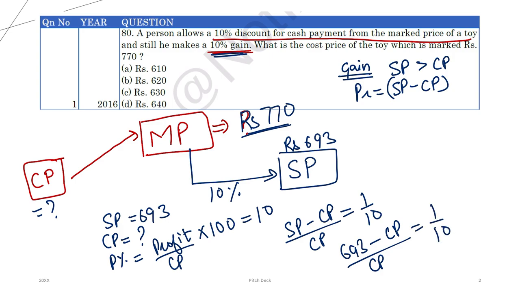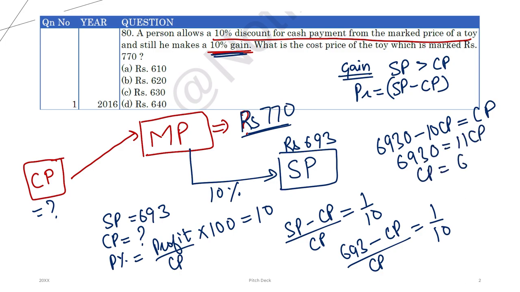I hope this is clear. So 6930 minus 10 CP, I'm just rearranging it to CP. 6930 is equal to 11 CP. Cost price is 6930 divided by 11. So 6930 divided by 11, you will get 630 rupees cost price. This is what they have asked in the question: what is the cost price of the toy? That is 630 rupees. I hope this is clear.